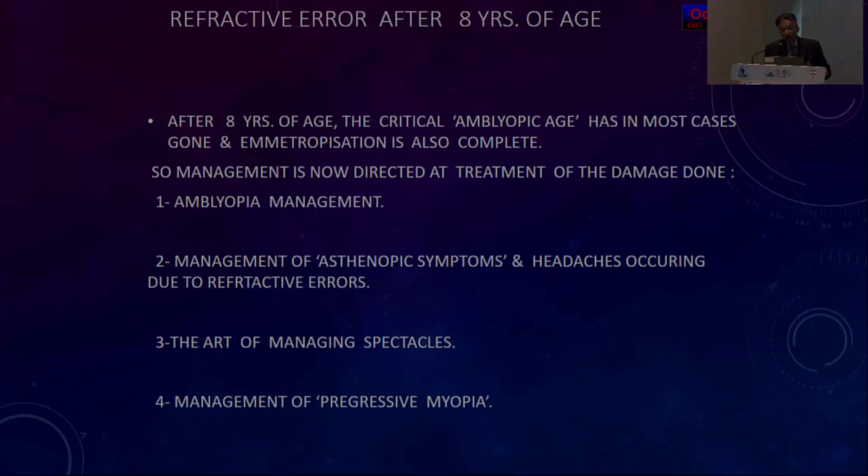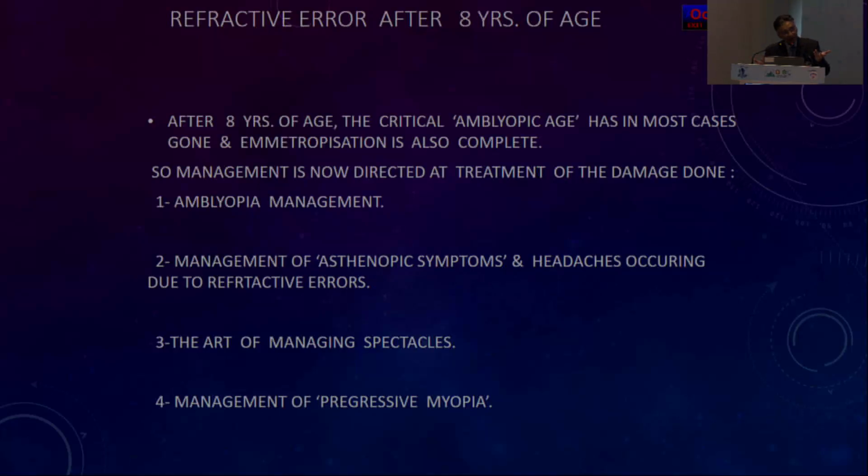Now, refractive error after 8 years of age. After 8 years of age, the critical amblyopic age has gone, in most cases. So management is now directed to the treatment of the damage which has already been done. Understand that? So, what is the damage and what would you have to control?